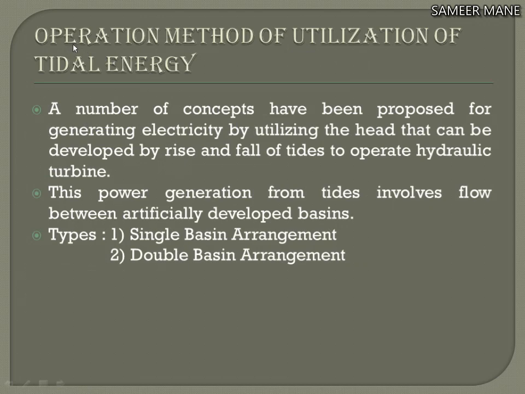Next moves towards the operation methods of utilization of tidal energy. A number of concepts have been proposed for generating electricity by utilizing the head that can be developed by rise and fall of tides to operate hydraulic turbines. This power generation from tides involves flow between artificially developed basins. These are of two types. First one is a single basin arrangement and second one is a double basin arrangement.